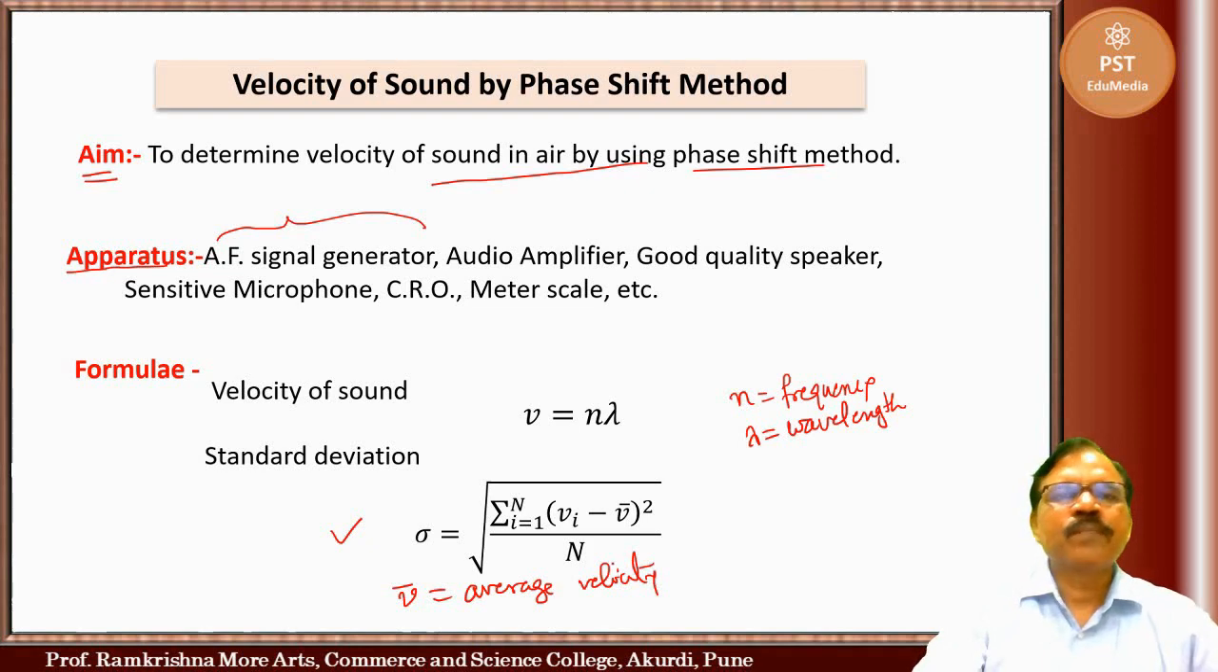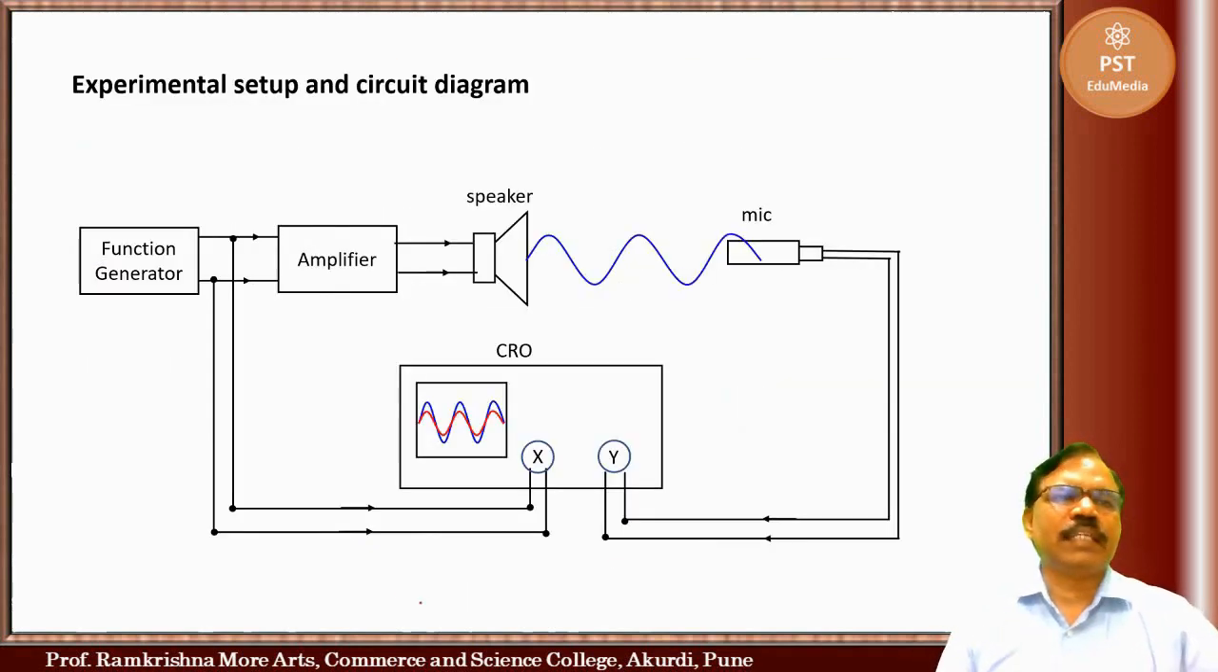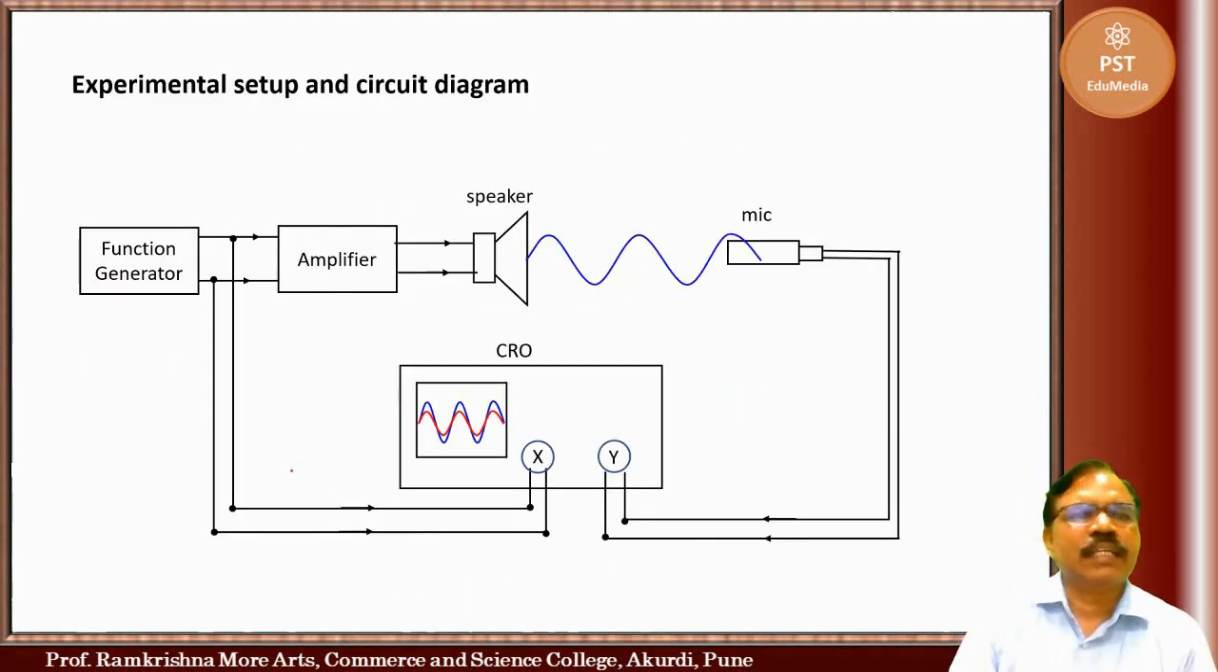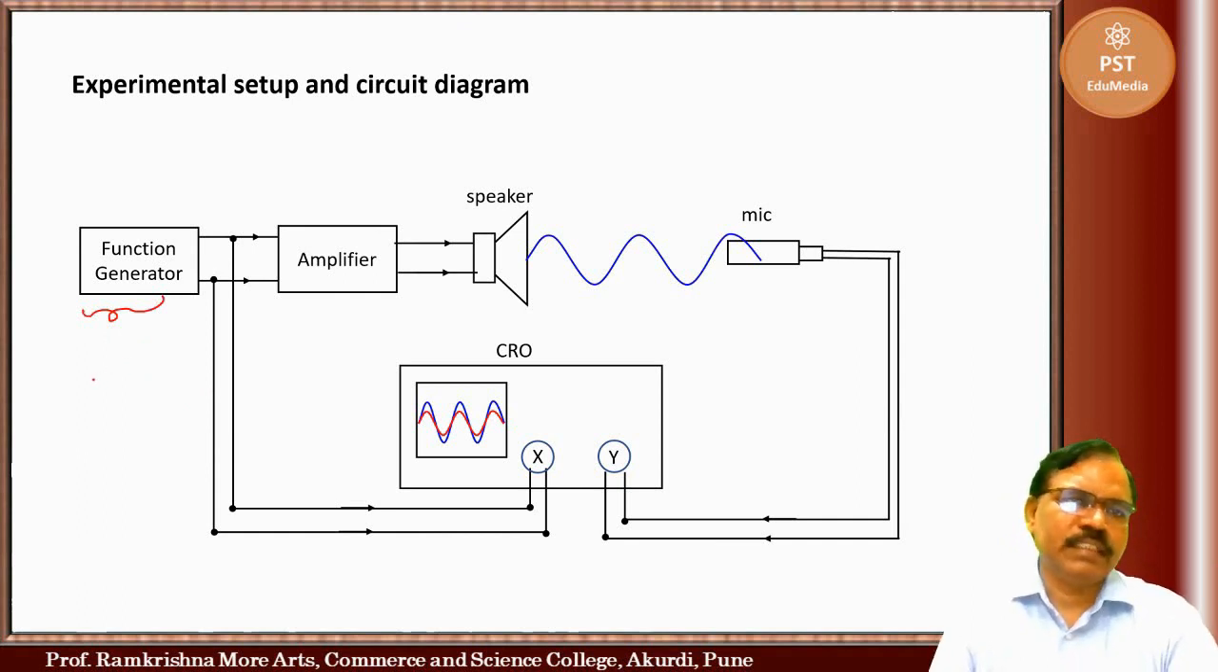So what is the experimental setup? So this is the experimental setup. This is the function generator. It will generate a sine wave signal of different frequencies. Now that signal is given to the amplifier. This is the audio amplifier, and the output of the audio amplifier is given to the speaker. Here we are going to use a horn unit.